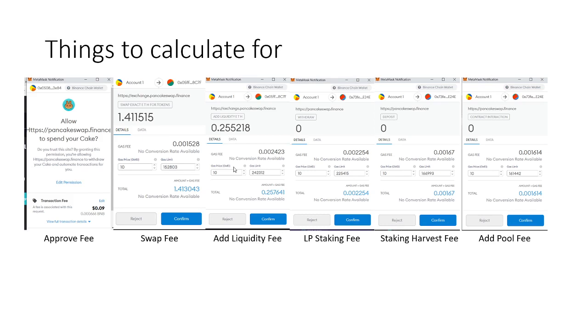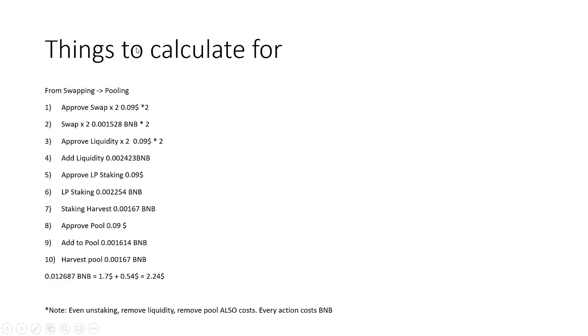Okay, so what I have done here is I made a little quick math. So average out approval, let's say you have 2 tokens. This is assuming you're brand new from the zero beginning. Everything you have to approve. So you have to approve both tokens, so that's times 2. You have to actually swap. You have to approve liquidity. You have to add liquidity. You have to approve staking. You have to stake. You have to harvest your stake. Approve the pool. Add to pool. Harvest pool. So the rough number comes up to something like $2.24 in BNB.